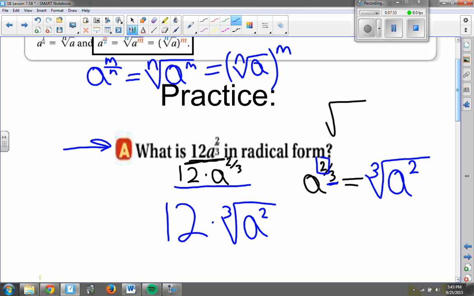And I'm done. And that's it. There is my answer right there. 12 times the third root of a squared. I just rewrote the a part because that's what had the exponent on it.